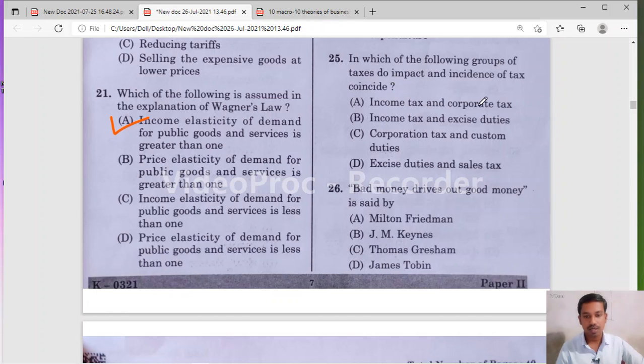Option A, income tax and corporate tax. Option B, income tax and excise duties. Option C, corporation tax and custom duties. Option D, excise duties and sales tax. Yes, here the right answer is option A, income tax and corporate tax.